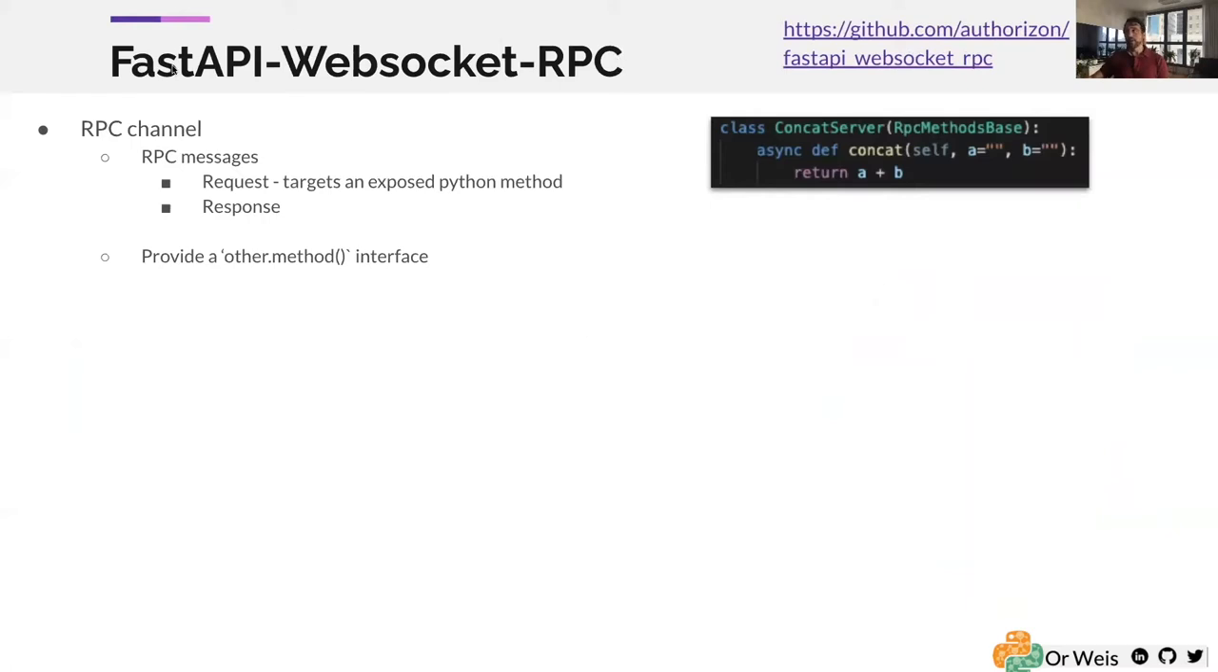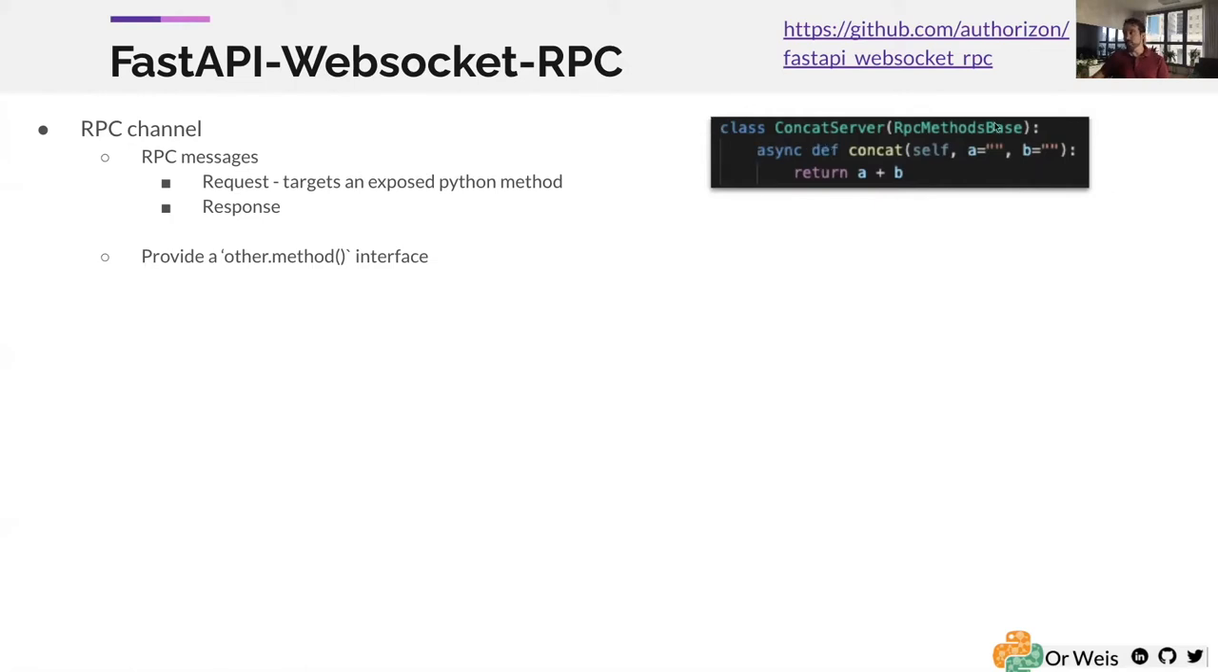So let's dive in. We'll start by looking at the design of the first package that we've built, FastAPI WebSocket RPC. It's called FastAPI, by the way, because one of the fundamental building blocks that we use is the FastAPI server, which I'll elaborate on more in a minute. First of all, the basic component of our RPC connection is the RPC channel. Essentially, it's a JSON-based channel that provides the ability to pass both requests and responses for functions. A request would be targeting a specific Python method that we exposed. And in the end, it looks something like this.